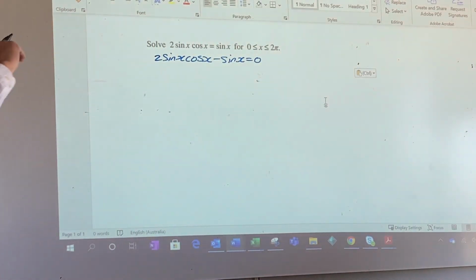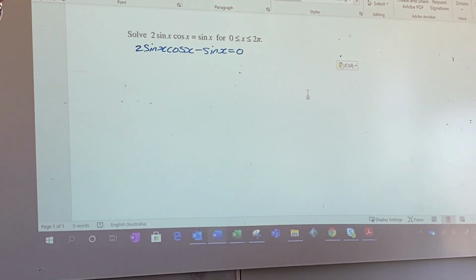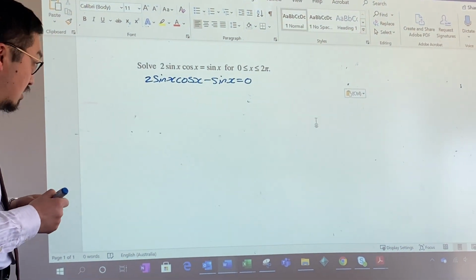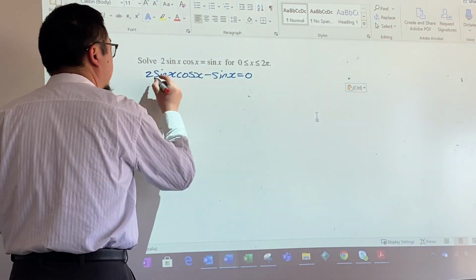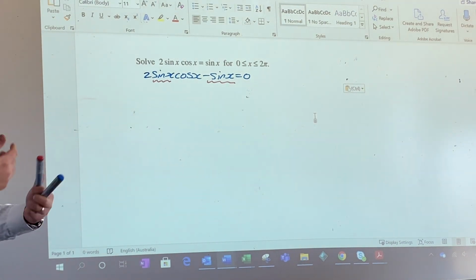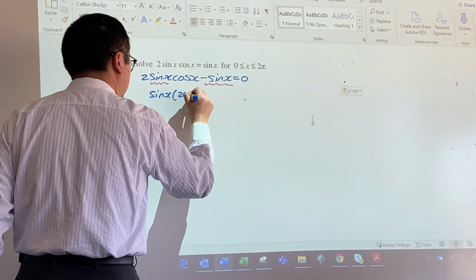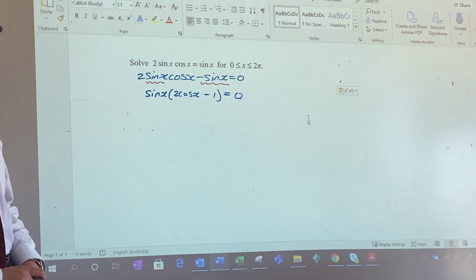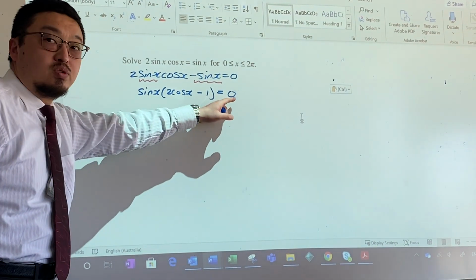Are people happy with that? What I have done is move sine x to the left-hand side, so it becomes negative sine x, equal to 0. People okay with that state? Good. Then we notice that there is something in common. Sine x is a common factor, I take it out. You okay with that? I get sine x, and inside I've got 2 cos x minus 1 equal to 0.